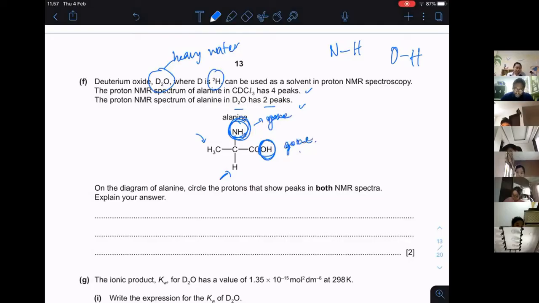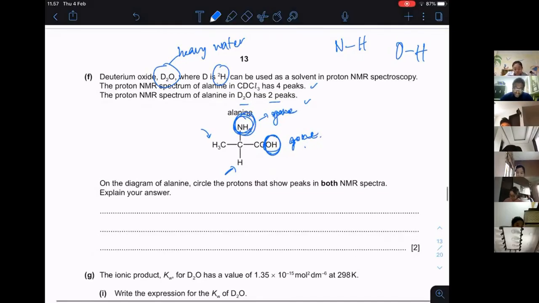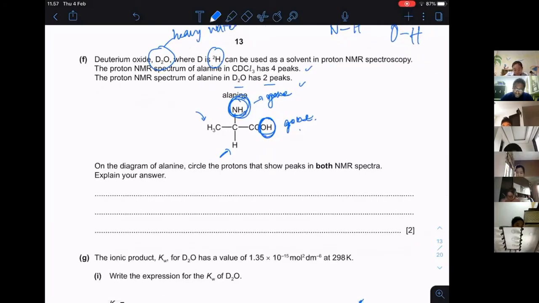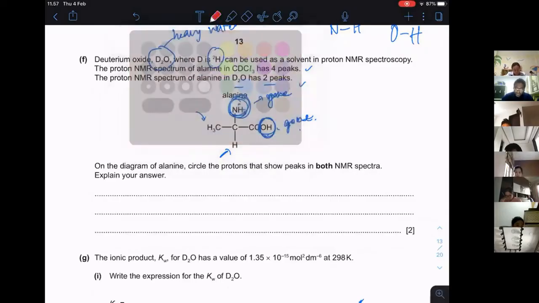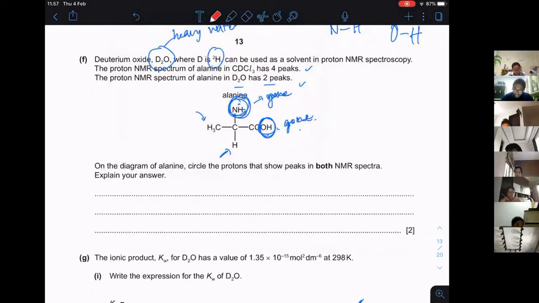So we need to circle the proton that shows peaks in both NMR spectra. So it means that the one that I need to circle is not these two. It must be the one that I circle in red, which is going to be the proton that shows peaks in both NMR. So it's going to be this one and this one. Okay, that will be the answer. Or if you want to actually circle together, you also can. Okay, please actually do that.